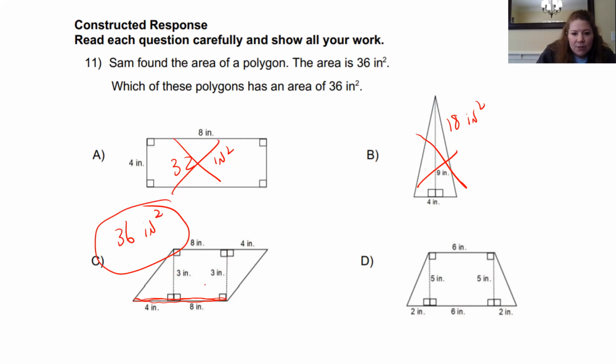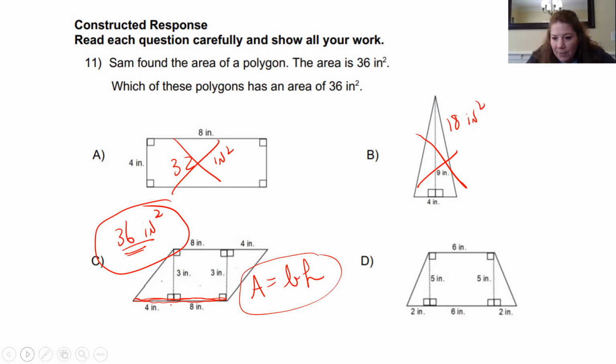If you decompose this into a rectangle and 2 triangles, you'd still get the same answer, but parallelograms, 2 pairs of parallel lines, is simply base times height. That's it. So the base is 12 times the height of 3. And then this is a trapezoid. So let's do our 2 triangles and a rectangle.